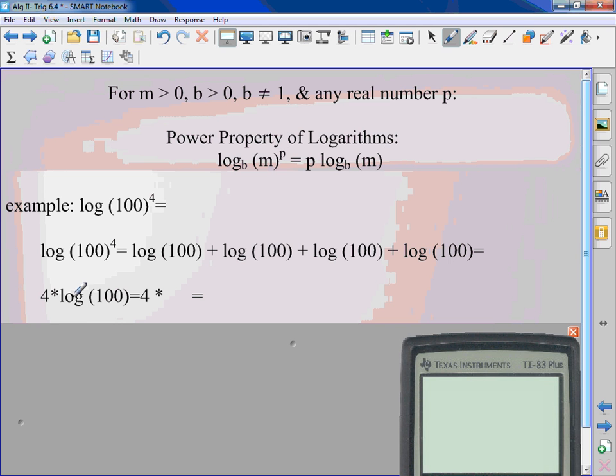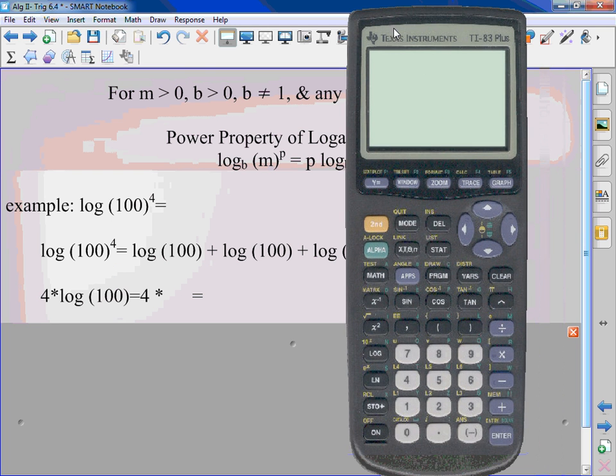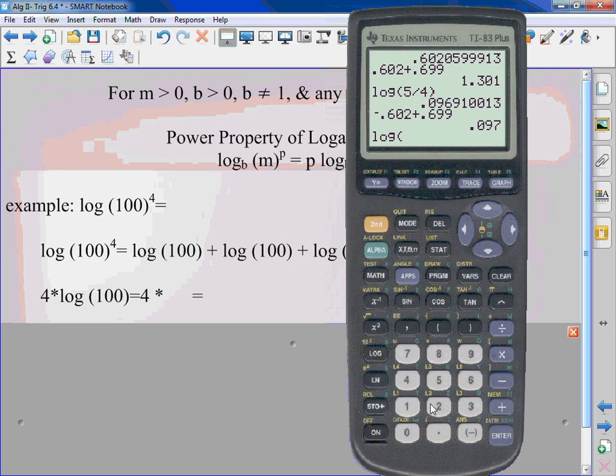So what's the log of 100? You shouldn't need a calculator. Okay, what does log mean if it's not written there? What's the base? 10. Log of 100 is 2, because 10 squared is 100. So it's actually 4 times 2, which is 8. So this meant 2 plus 2 plus 2 plus 2.